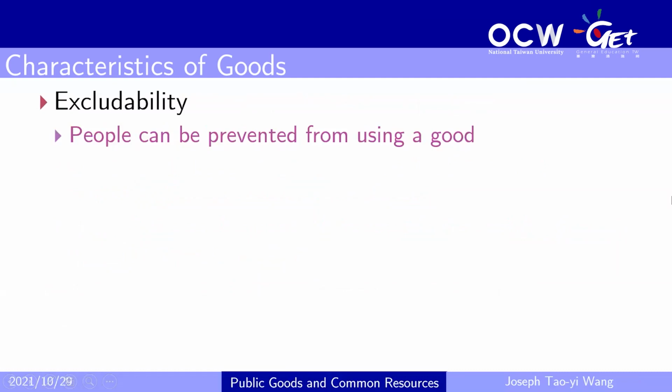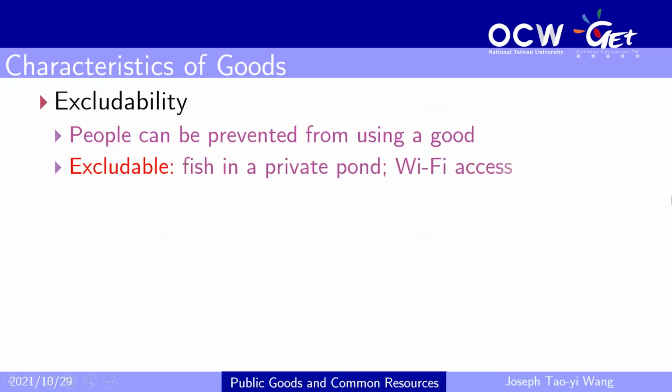Excludability. People can be prevented from using a good. For example, if I have fish in a private pond, I can say no fishing here, and so you can exclude people from consuming this. Or Wi-Fi access. You set a password, and then you can exclude people from using this.